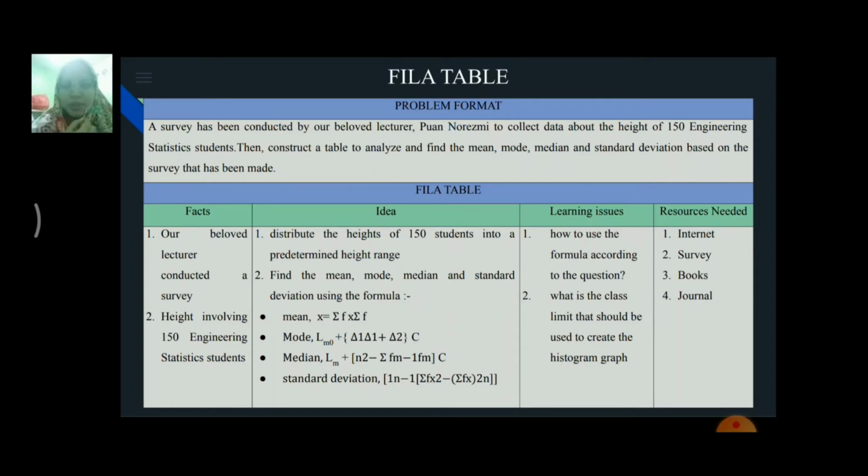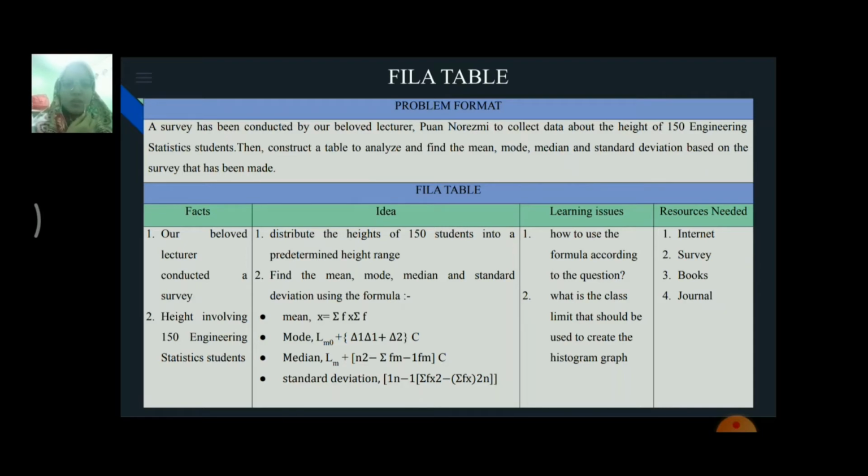I'm going to explain about the table. The fact we obtain from the problem statement is that our beloved lecturer conducted a survey. This survey is about height involving 150 engineering statistics students. The idea that we obtain is to distribute the height of 150 students into predetermined height ranges, and find the mean, mode, median, and standard deviation from the formula.